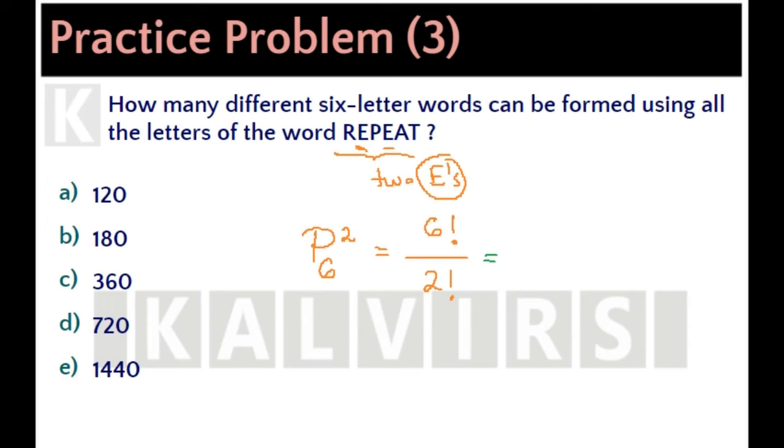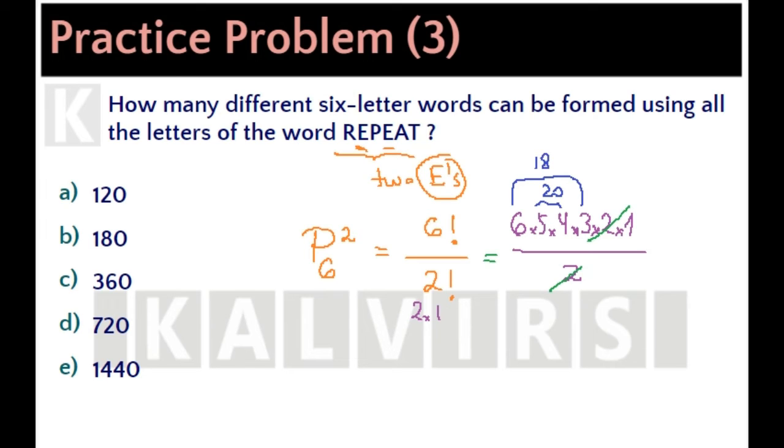Now 6 factorial equals 6 times 5 times 4 times 3 times 2 times 1 over 2 factorial, which is 2 times 1, just 2. So finally we can cancel this one and this one. And finally we get 20 here, and over here we get 18. Finally 18 times 20 equals 360. Choice C is correct.